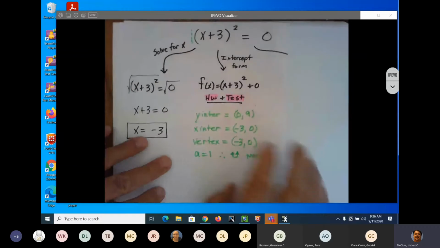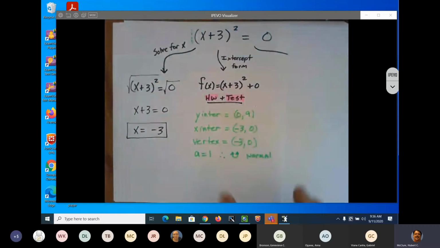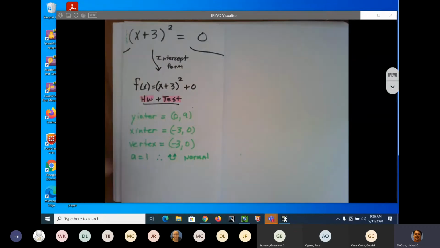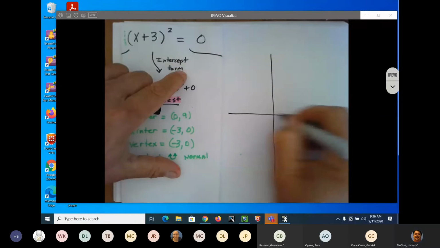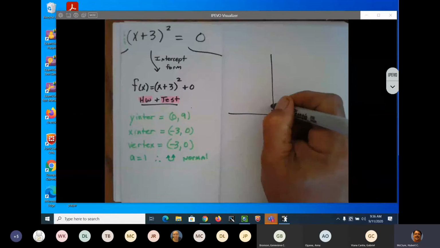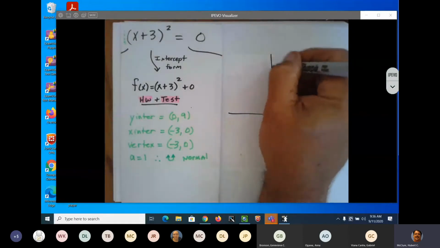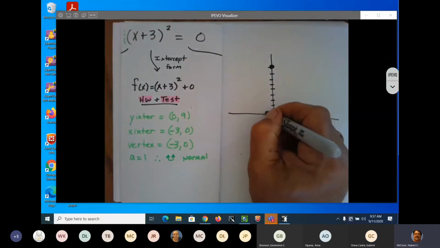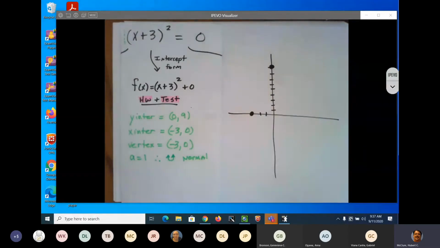Okay, so I'm going to draw a picture. Here is my graph. We know that our y-intercept is 9. 1, 2, 3, 4, 5, 6, 7, 8, 9. We know our x-intercept is -3, and that's also our vertex. And we know it's opening upward, and we know it's a natural parabola.